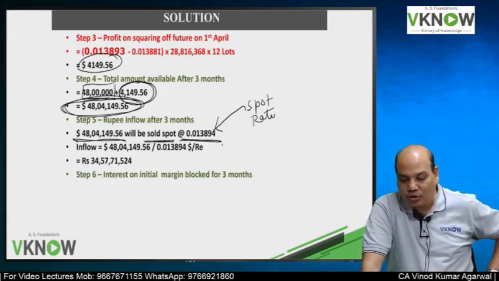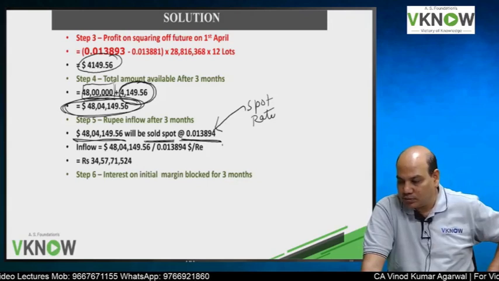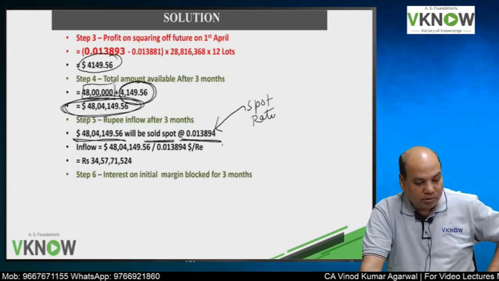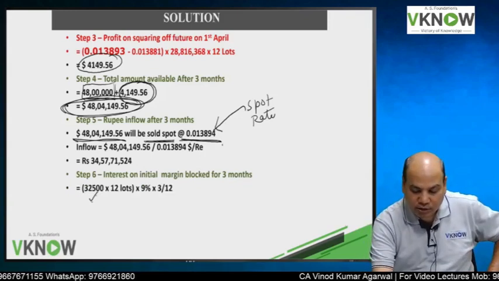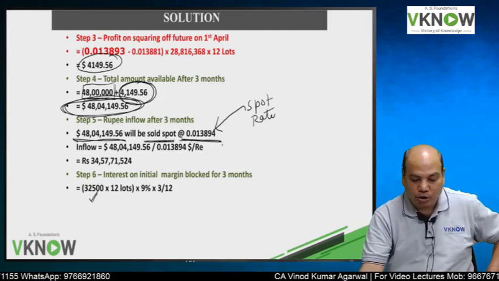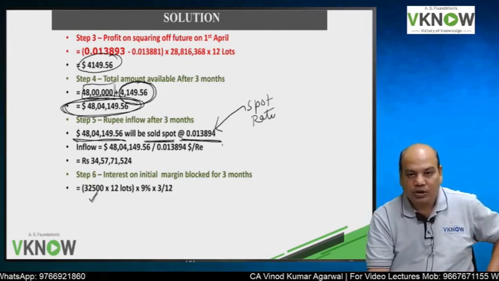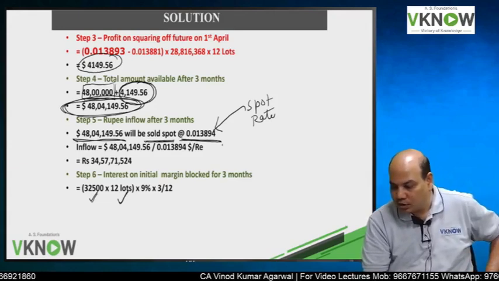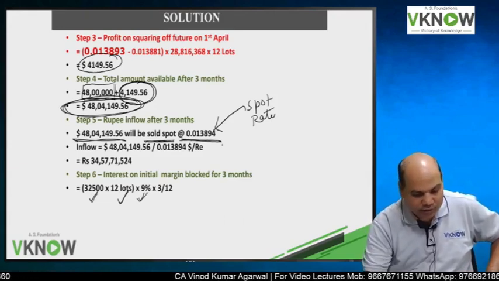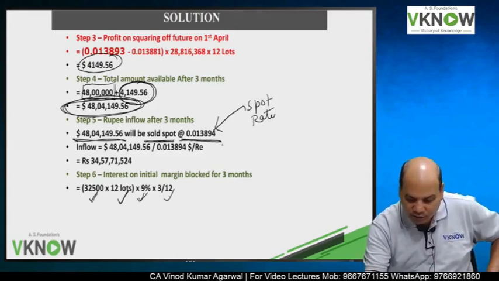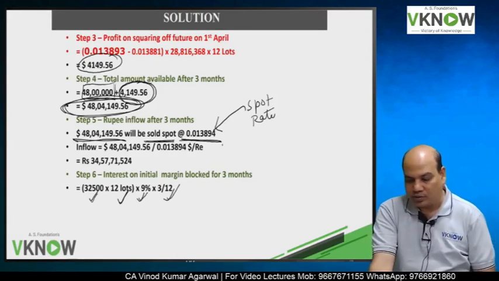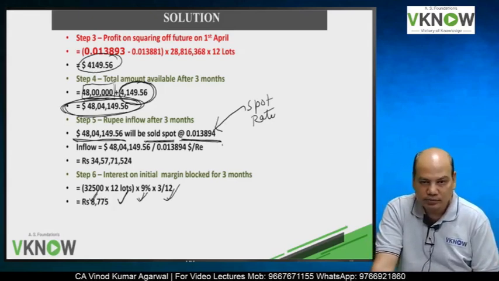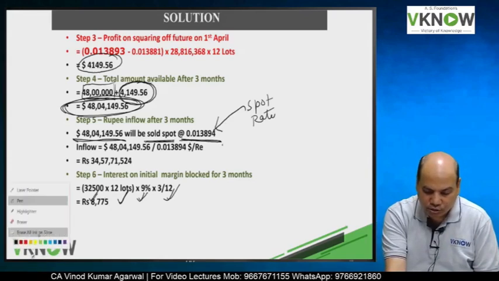Now write down interest on initial margin blocked for 3 months. You have to take initial margin of 32,500 because the 3-month future contract has an initial margin of 32,500 per lot. It is per lot. You have bought 12 lots, into 12 lots. Into 9% interest rate, and the time is 3 months, into 3 by 12. So finally, your interest obligation would be 8775, or opportunity cost, whatever you want to say.